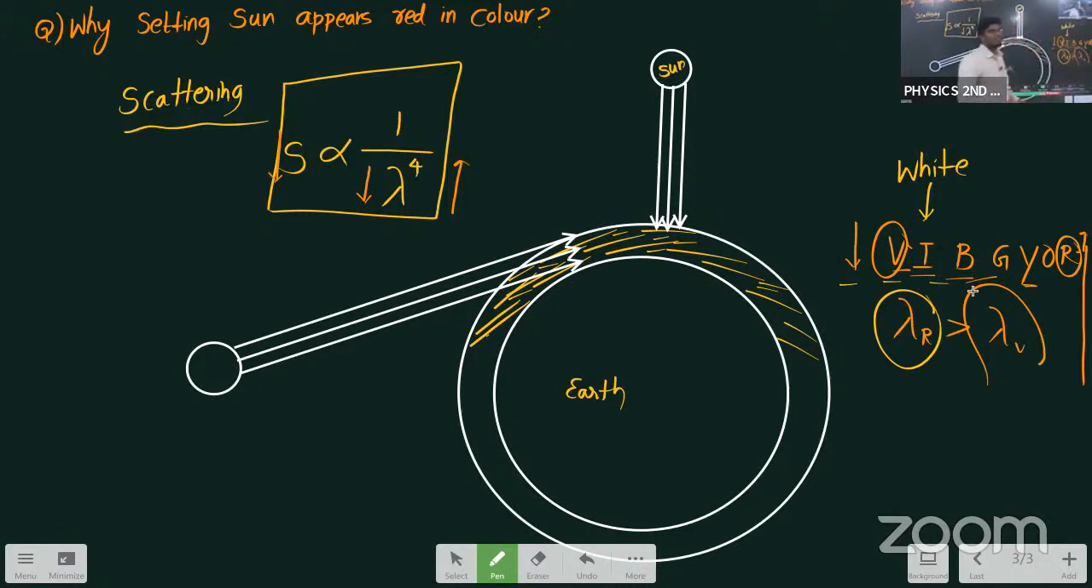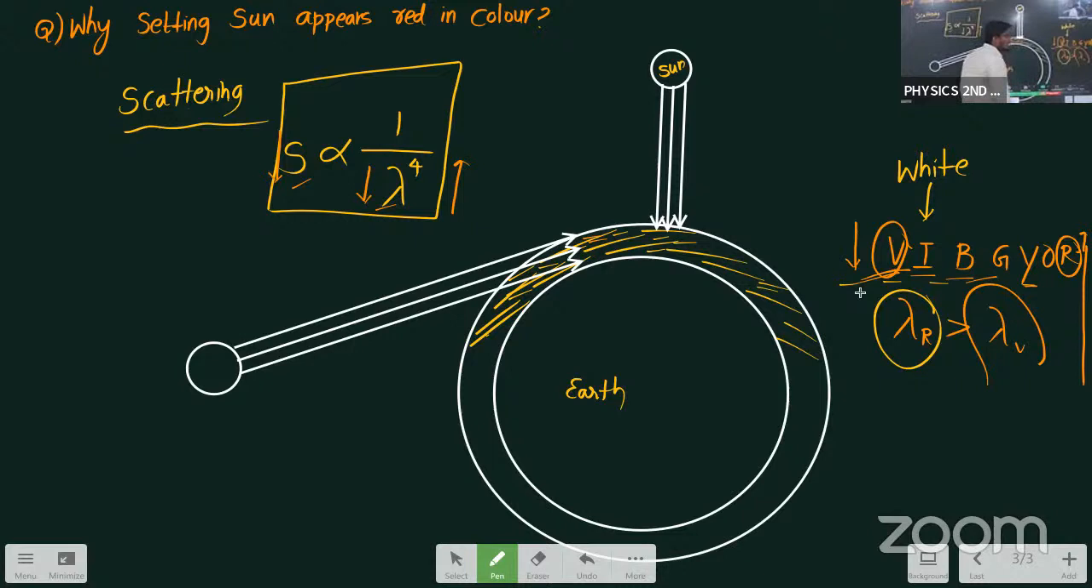So what is the reason, sir? As the sun rays have to travel a larger distance during sunset and sunrise, what will happen? Due to the presence of the atmosphere, most of the light gets scattered. Which light gets scattered more? The one whose wavelength is less, because scattering and wavelength are inversely proportional to each other. Whose wavelength is very less?